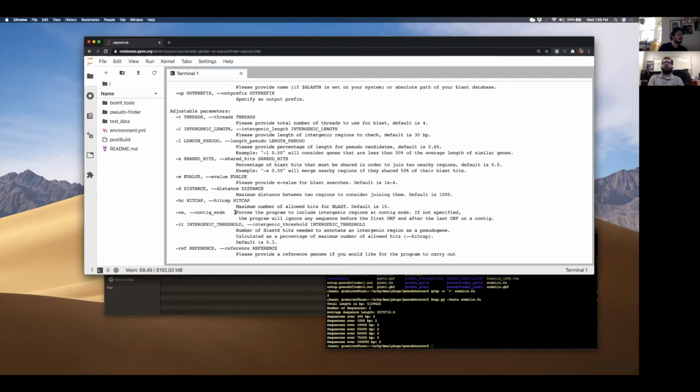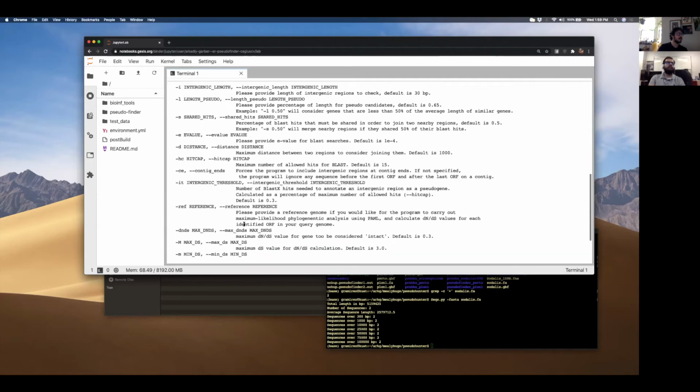Contig ends, right? So if you have intergenic regions at contig ends, those could also be included in the analysis. By default, Pseudo-Finder does not look at those regions.